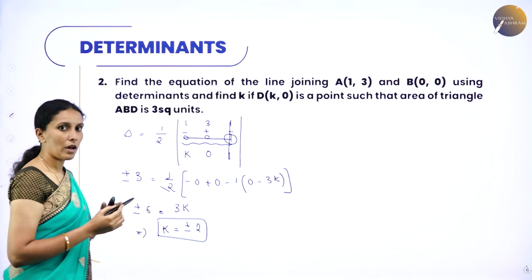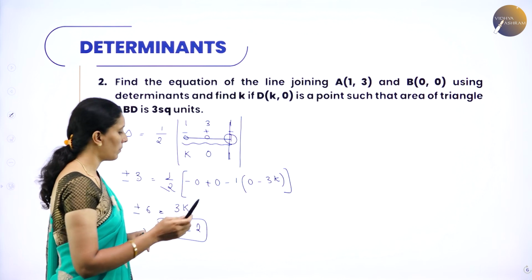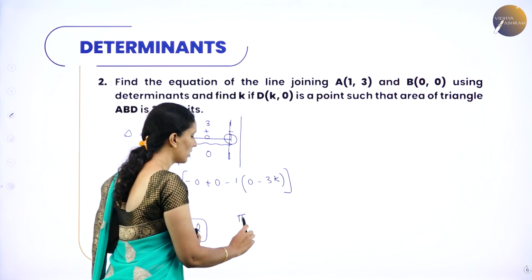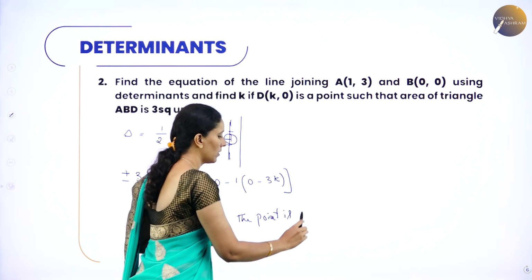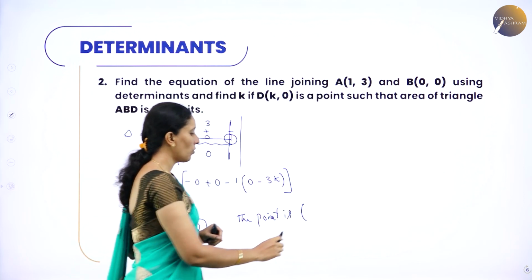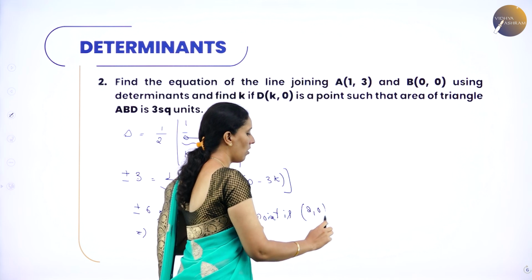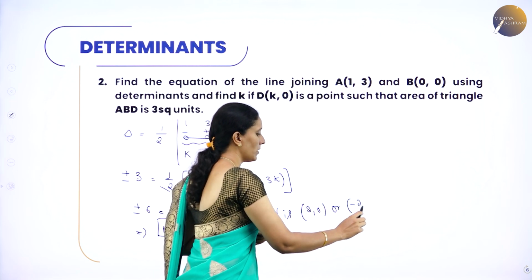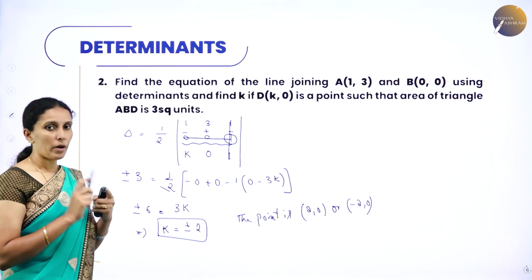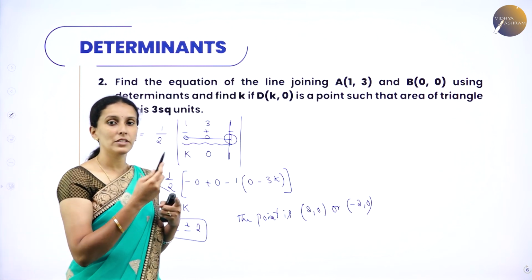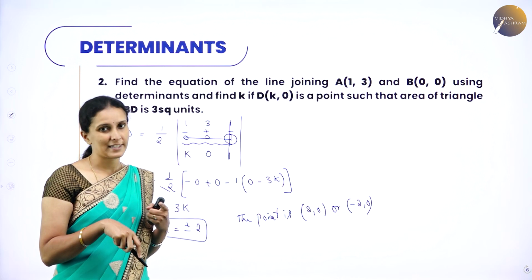Therefore, what is the third point? It may be 2, 0 or minus 2, 0. This is the point because it may lie on the positive x-axis or the negative x-axis also.